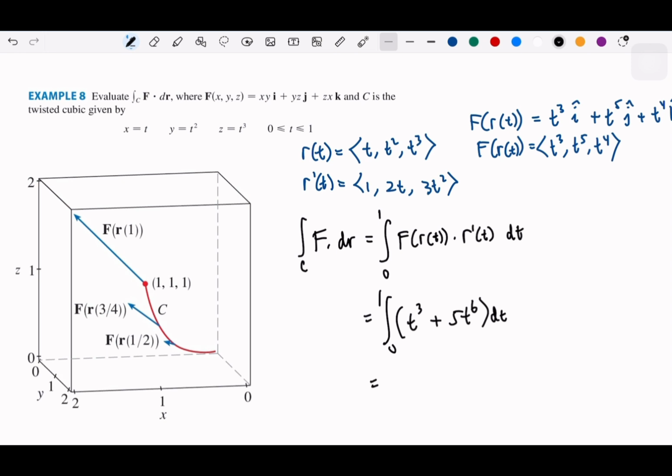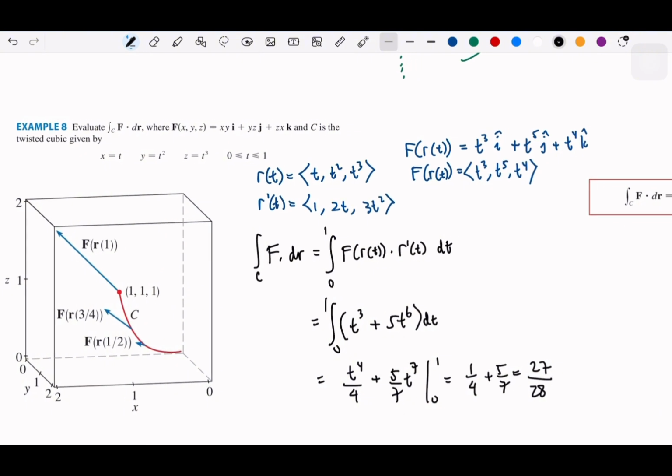And then dt. And basically this is t to the power of 4 over 4, this is 1 over 4 plus 5 over 7, which is 27 over 28, right? Okay, I think it's very clear. I mean, simple equations. What you need to do is focus on the vector functions, focus on the work, that is F dot dr.